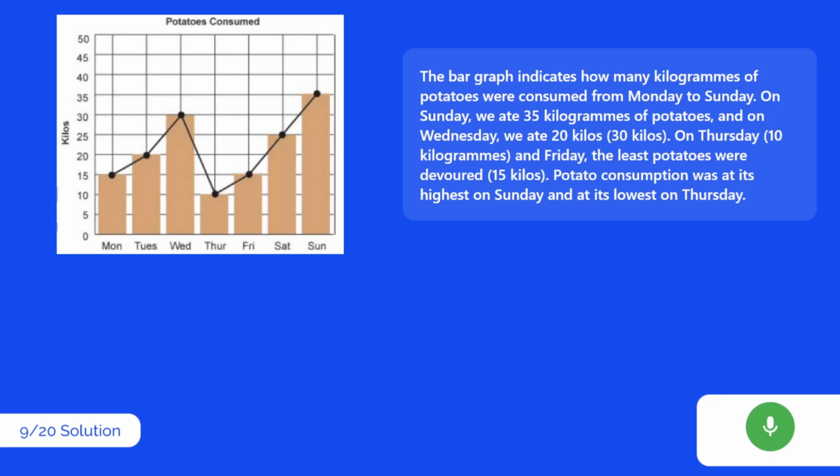The bar graph indicates how many kilograms of potatoes were consumed from Monday to Sunday. On Sunday, we ate 35 kilograms of potatoes, and on Wednesday, we ate 20 kilos, 30 kilos. On Thursday, 10 kilograms, and Friday, the least potatoes were devoured, 15 kilos. Potato consumption was at its highest on Sunday and at its lowest on Thursday.